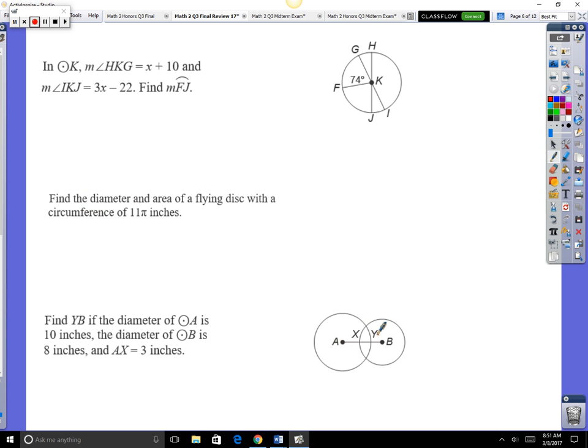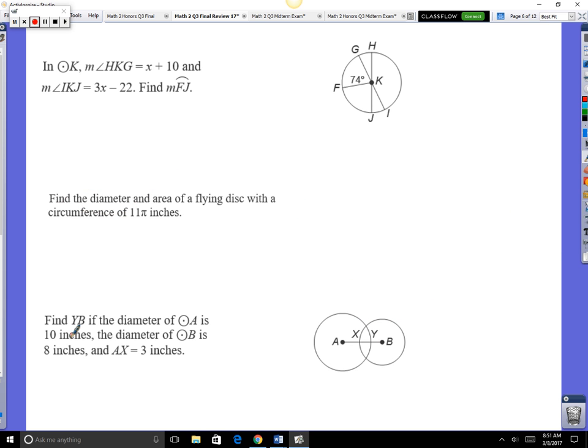Okay, circle A and circle B. They need you to find how far it is from Y. So that point is Y and that point is X. And they want to know how far it is YB, segment YB. Okay, so the diameter of A is 10. So that means this much is 5, that much is 5. So all across A is 10. And the diameter of B, so I'm going to kind of separate them out. Diameter of B is 8, so that's 4 and that's a 4.